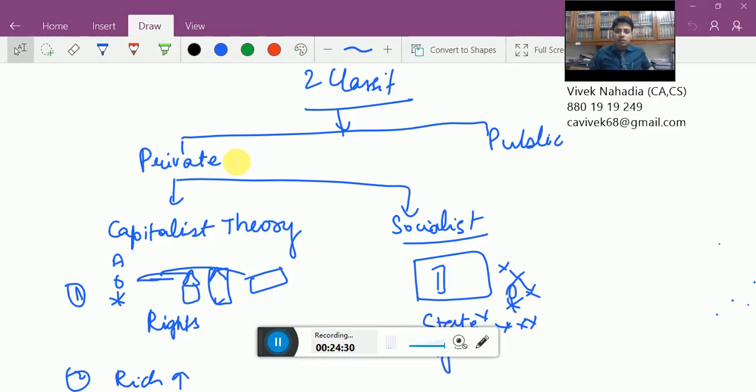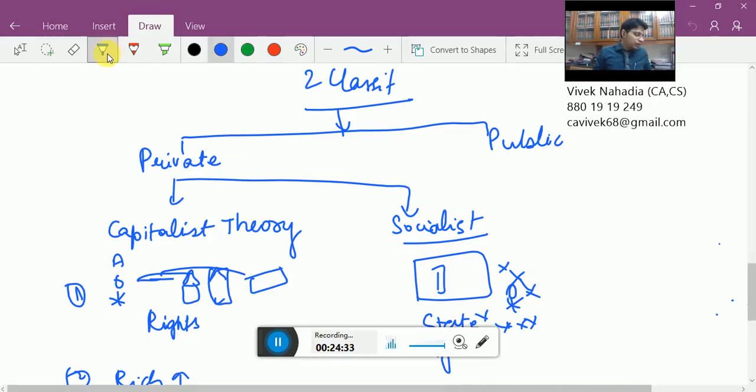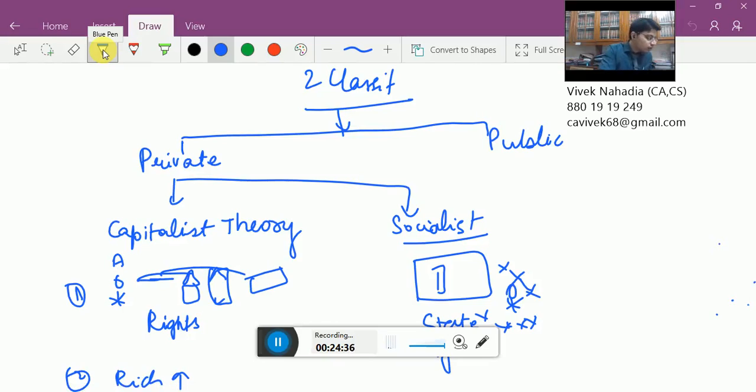Now we'll talk about the public property. What is public property? Public property means state's property for public purpose. Example, railways, railway stations, railway lines, roads, bridges, RTC depots, bus stands, buses. Everything is public property. In India, all the forest lands are also owned by the state. So public property means the properties which are owned by the government.